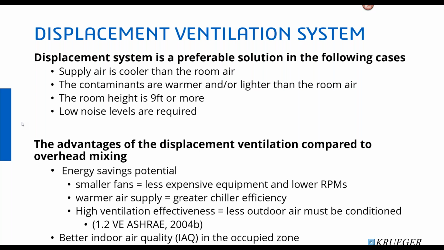Also, high ventilation effectiveness. ASHRAE actually determined that displacement provides a higher ventilation rate than overhead by about 20%. So your ventilation effectiveness score is 1.2. That means theoretically you can supply 20% less air and still ventilate the space as effectively as an overhead traditional mixing system. So what that translates to is you can use displacement and supply less amount of air. So again, that kind of circles back to smaller fans.